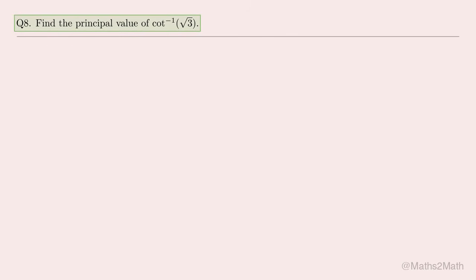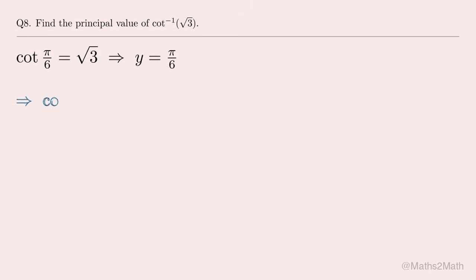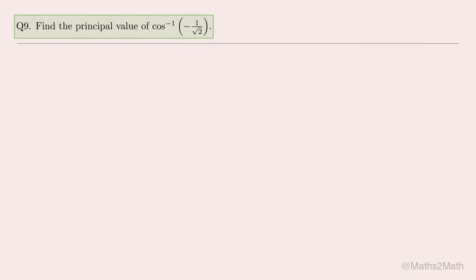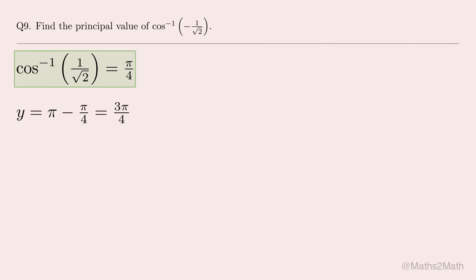Question 8. Cot inverse of root 3, the branch for cot inverse is 0 to pi, open at both ends. Cot of pi by 6 is root 3, cot is cosine over sine, root 3 over 2 divided by 1/2, and pi by 6 is in the branch. Question 9. Cosine inverse of minus 1 over root 2, negative input again, so we use the pi minus rule. Cosine inverse of 1 over root 2 is pi by 4. So for the negative input, the principal value is pi minus pi by 4, 3 pi by 4.